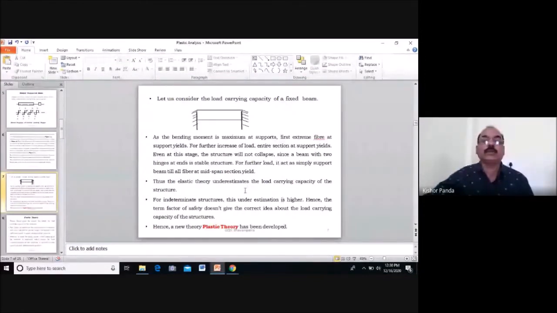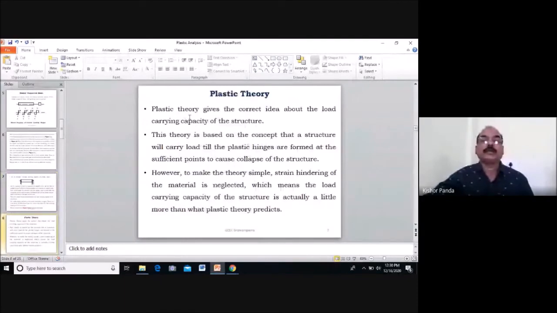What is plastic theory? Plastic theory gives the correct idea about the load carrying capacity of the structure. This theory is based on the concept that the structure will carry load till the plastic hinges are formed at sufficient points to cause collapse of the structure. However, to make the theory simple, strain hardening of the metal is neglected, which means the load carrying capacity of the structure is actually a little more than what plastic theory predicts.